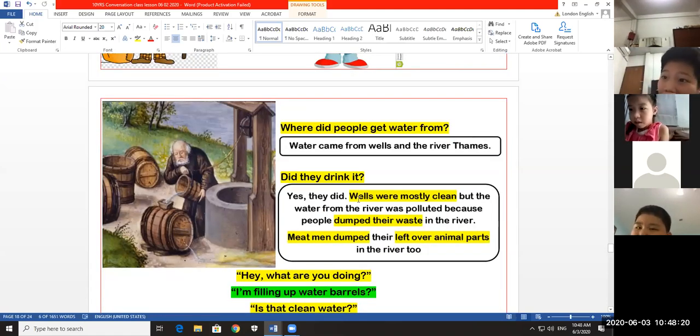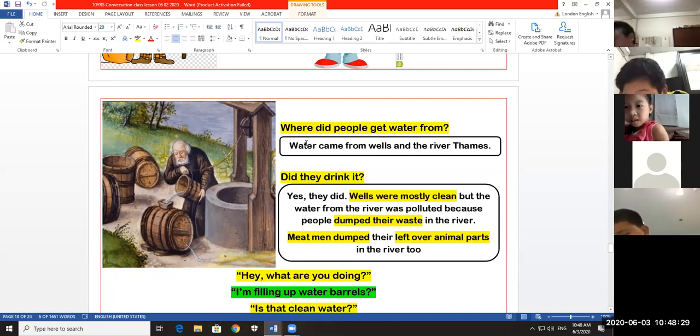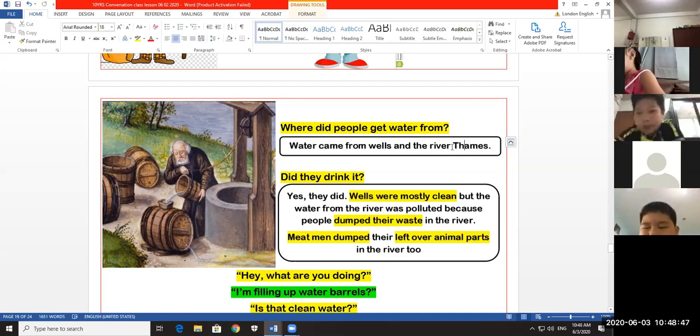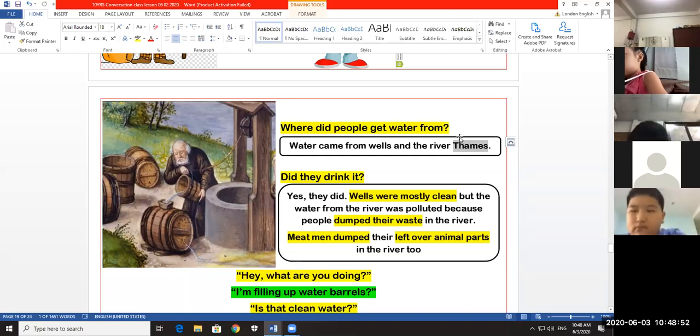Okay, August, so we're looking at water. Where did people get water from, August? Water came from wells and the river. You can just say the river. You don't need to say Thames. That's the River Thames, its name.